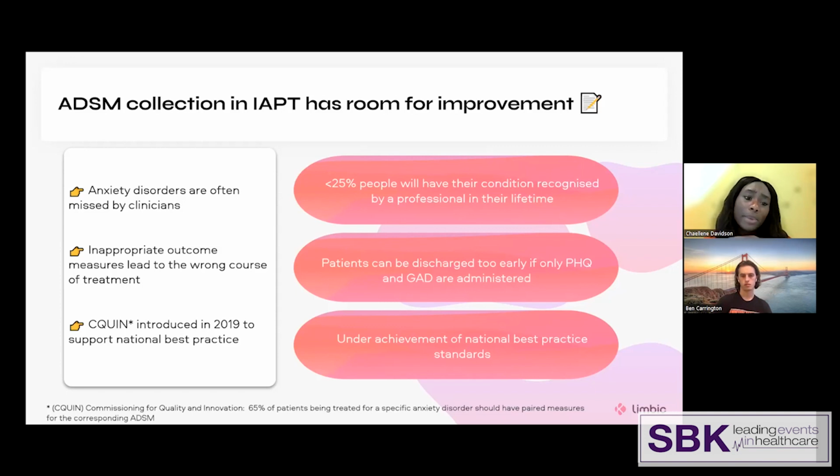And finally, you may or may not be aware that IAPT services nationally have a CQUIN goal. So CQUINs are all around commissioning for quality and innovation. And the goal from the national team is that 65% of patients should have paired ADSM measures. The national team provides some payment for this as an incentive. So there's payment for 30% paired ADSMs, rising to the full payment for 65% and above. So it's really clear that this continues to be a national policy priority.